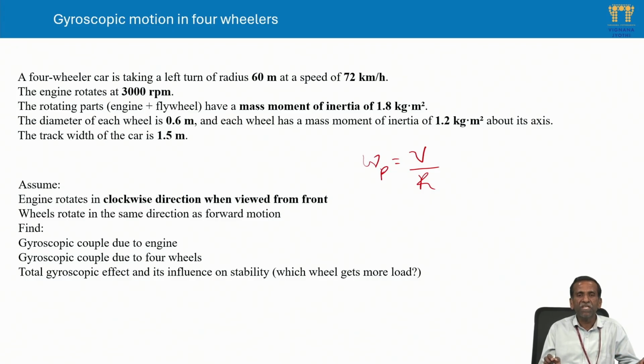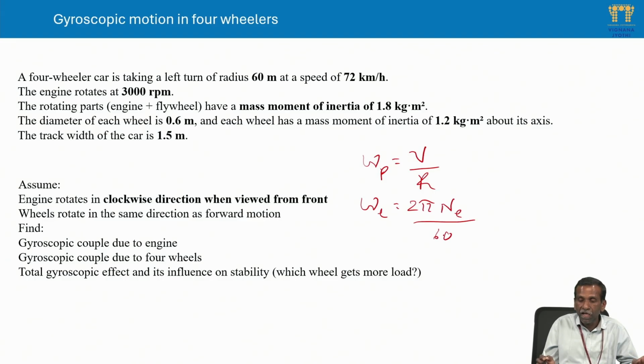And similarly, the engine rotates at 3000 rpm, and the mass moment of inertia of the rotating parts is given. Engine rotating at 3000 rpm means omega of E, the spin axis angular velocity of the engine parts, we can find as 2 pi N by 60, with N given as 3000. Okay, are you able to understand?